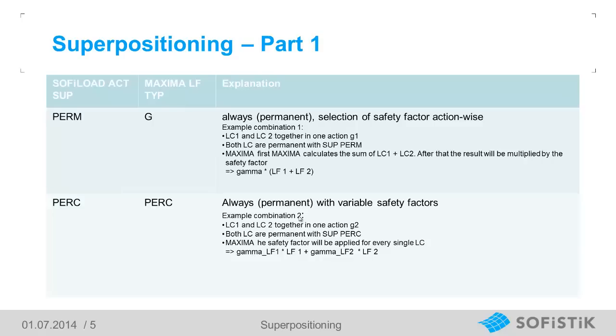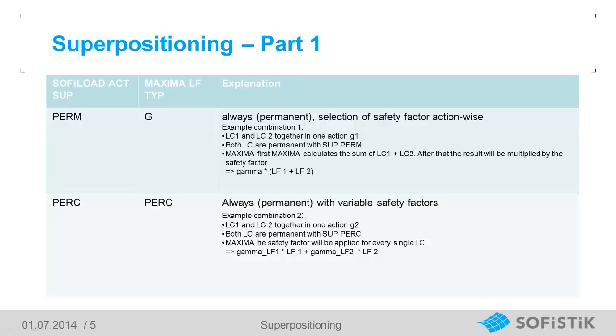So in SOFiload you can define the action with additional information, describing the type of the superposition. You can use PERM. It is used for G, like self-weight, it is always impermanent, and the same safety factors are used, as you can see in the example. If we have two load cases together in one action, the program Maxima, which is responsible for the superposition, first calculates the sum of load case 1 and load case 2. After that, the result is multiplied with the safety factor.